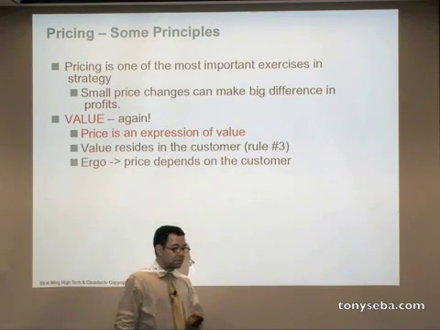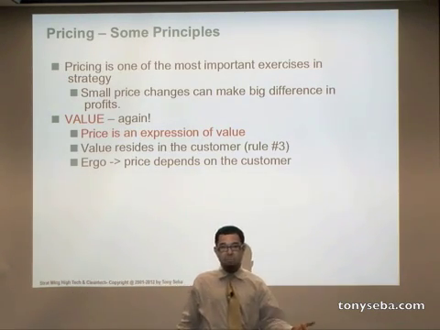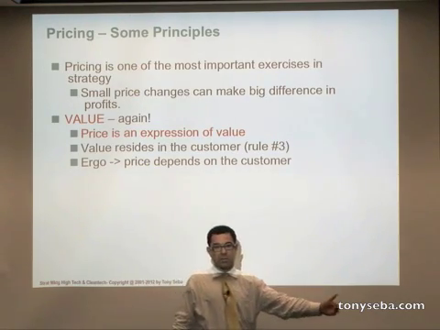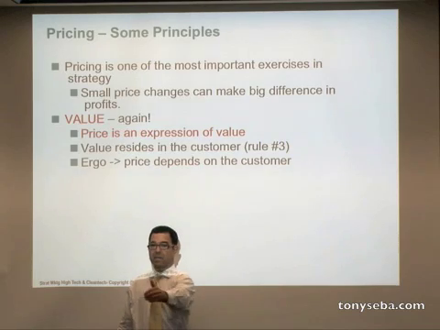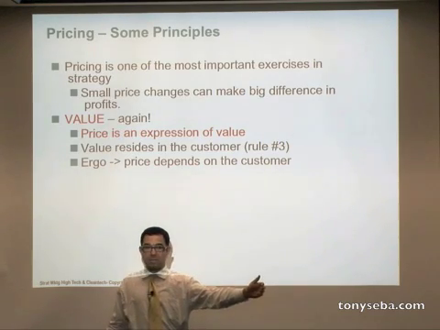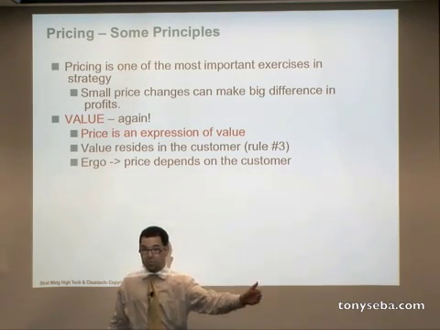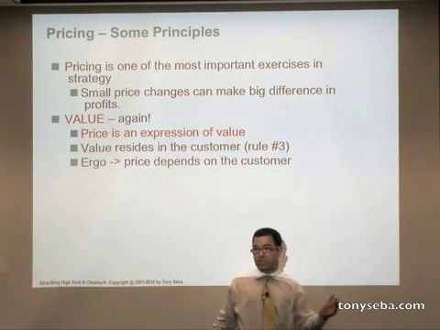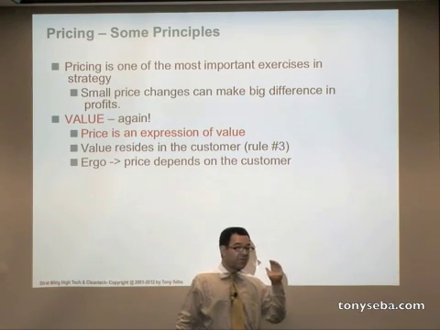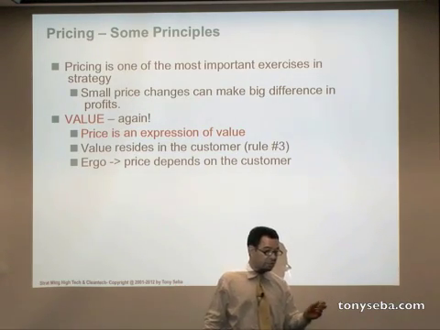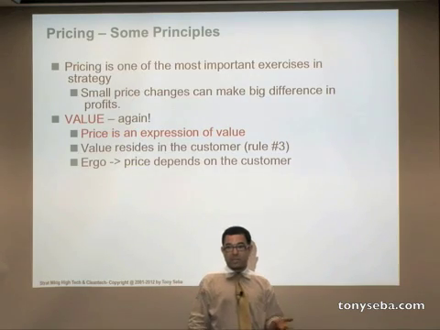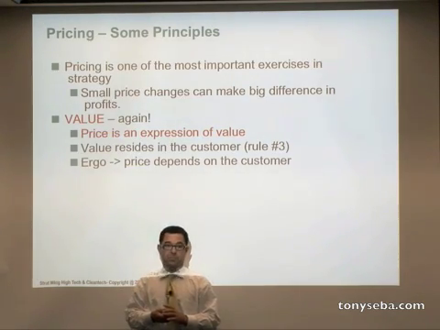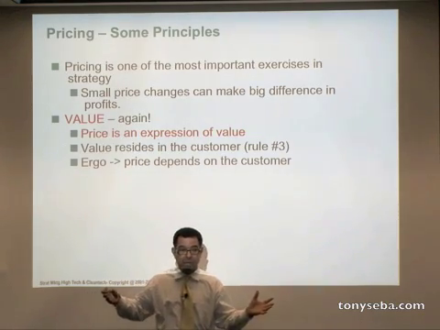And of course, where does value reside? In the customer. So value is not in the product. Value resides in the customer. What resides in the product? Features. Thank you. Okay? Technology resides in the product. Features reside in the product. Value resides in the customer. Okay? Ergo, price depends on the specific customer. So you know where I'm going, right?